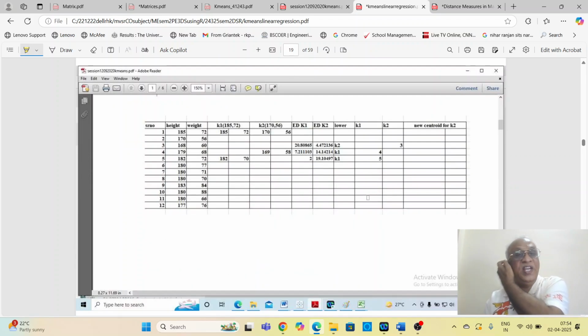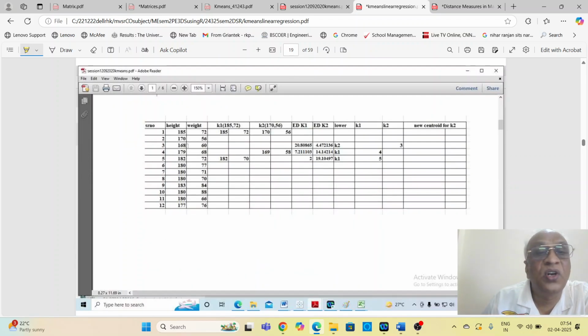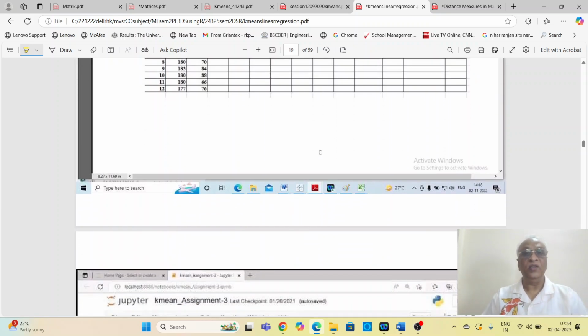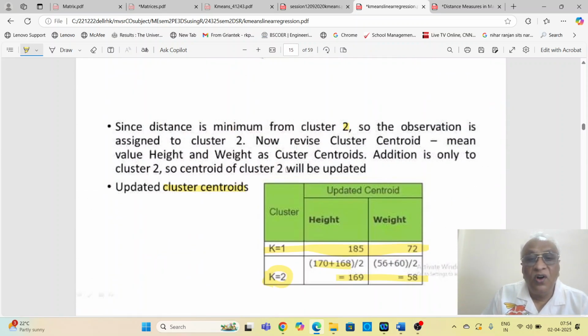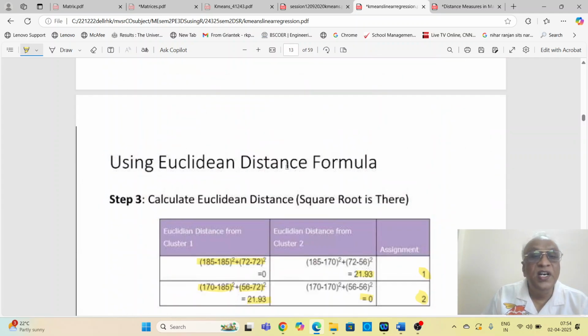The same thing you can see here, I practiced in an Excel sheet. This is the height and this is the weight. Cluster K1 I have taken as 185, 72. Cluster K2 I have taken as 170, 56. After that, the third data point I am taking is 168 and 60. And with that, I am calculating whether it is nearer to K1 or nearer to K2. So in this example we are using Euclidean distance.